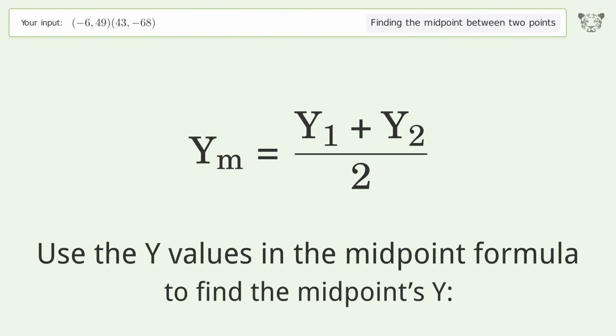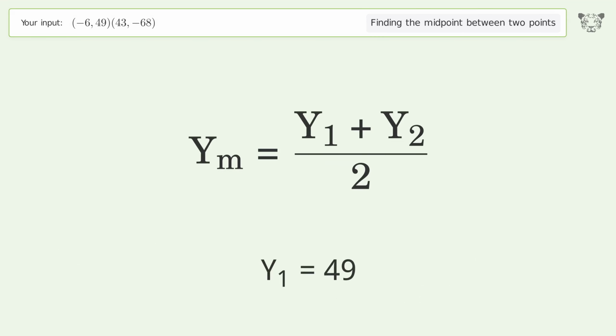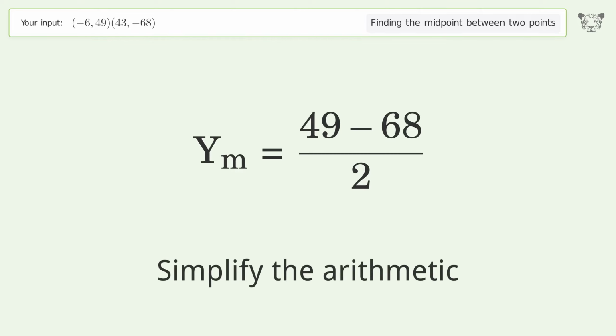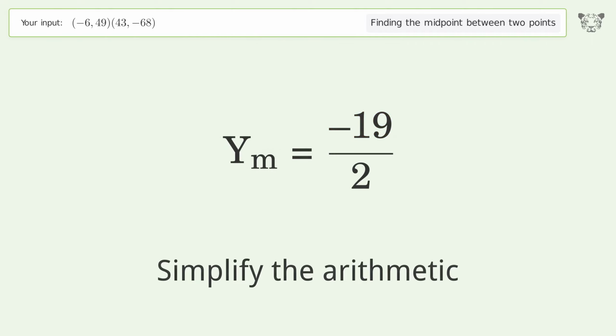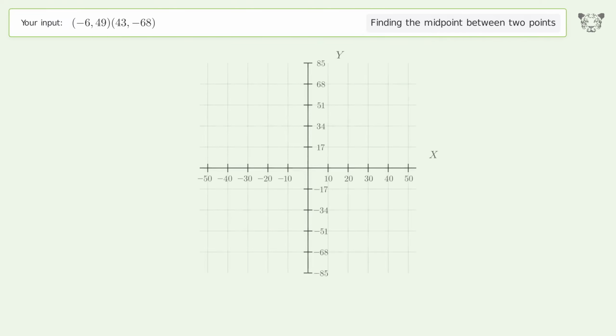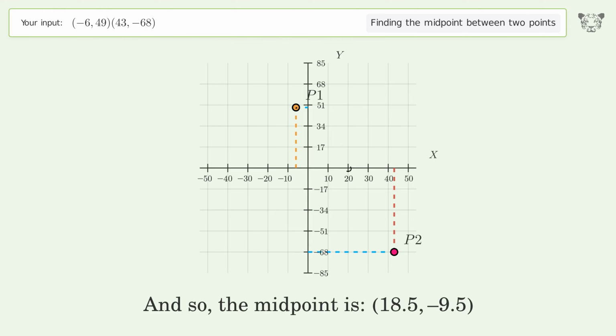Use the y values in the midpoint formula to find the midpoint's y. y1 equals 49. y2 equals negative 68. Simplify the arithmetic. And so, the midpoint is 18.5, negative 9.5.